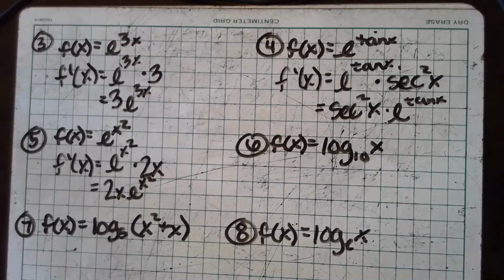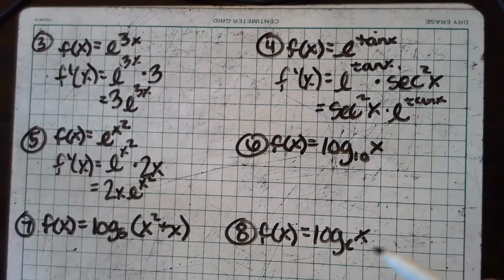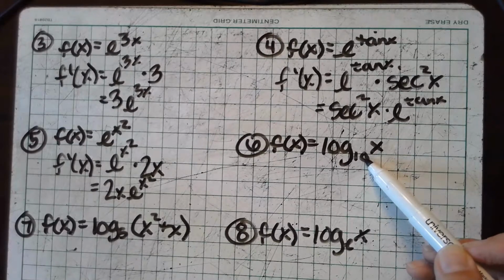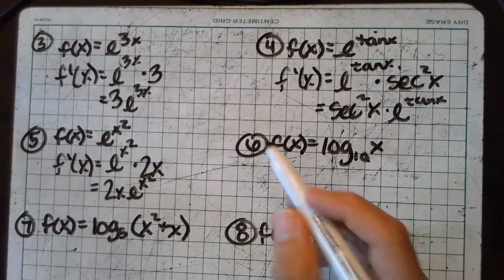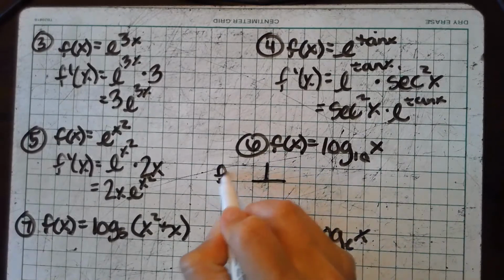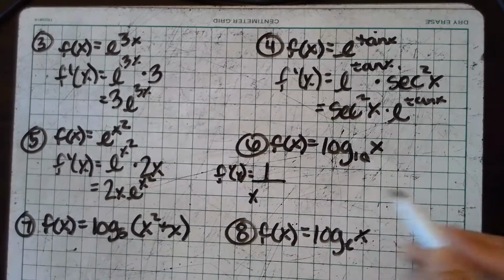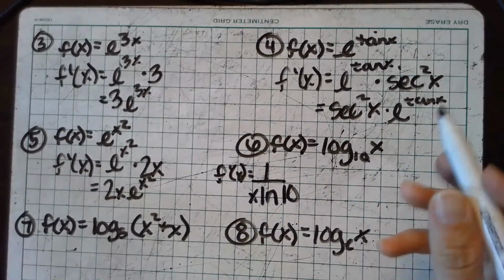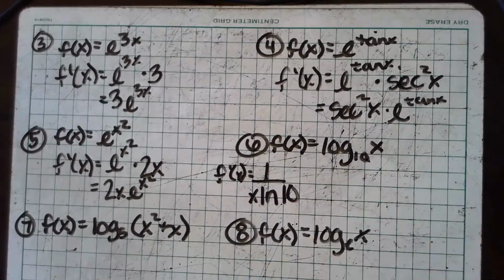Now let's look at the logs. Log base 10 of x. Now remember, anytime you just have log and it doesn't have a base there, the base is 10. So if you just have log and there's no base there, it's 10. All right, so here we go. When I'm doing this one, I say 1 over x, whatever's sitting right here, and then it's ln of a, that a value is 10, times the derivative of x. Well, the derivative of x is just 1, so here is my answer right here.